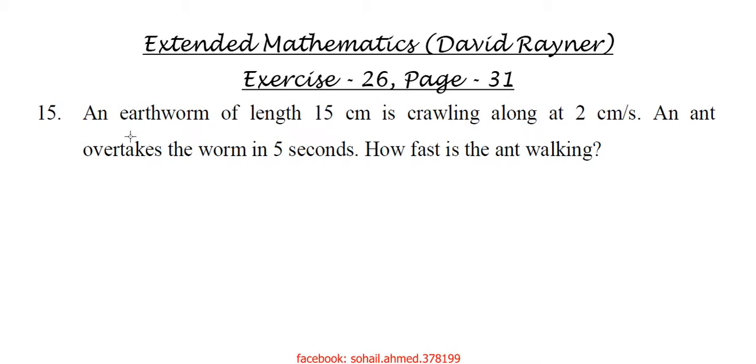Question number 15. An earthworm of length 15 cm is crawling along at 2 cm per second. An ant overtakes the worm in 5 seconds. How far is the ant walking?